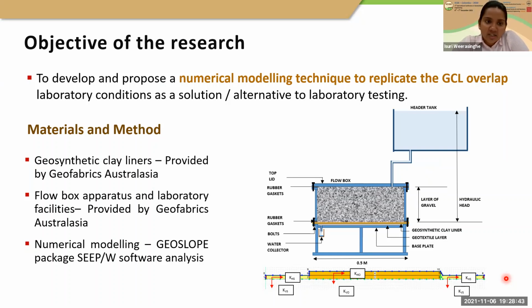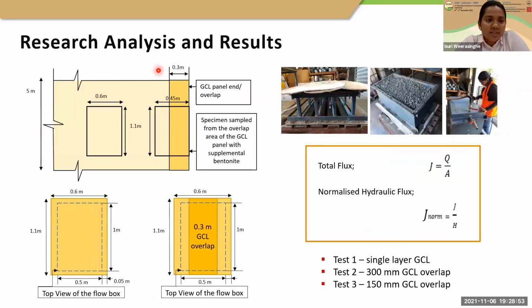Geofabrics Australasia provided the material and the laboratory facilities, and the GeoSlope CW software was used for the numerical modeling work. As I mentioned earlier, these panels come in 35 meter to 5 meter length with dimensions, and on either side of these panels, you could see additional supplemental bentonite impregnated into the panel in the overlapping areas.